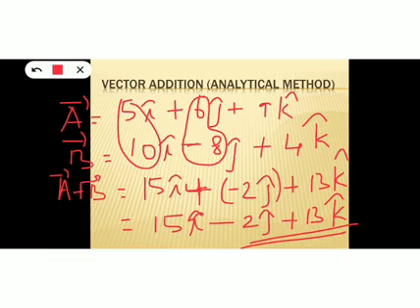Like this you can easily find the sum of any two vectors. It is easier than the graphical method. Then how will you find the magnitude of this sum? In this case, this is the sum, 15i minus 2j plus 13k. Then what will be the magnitude? So let's find the magnitude of this resultant vector.